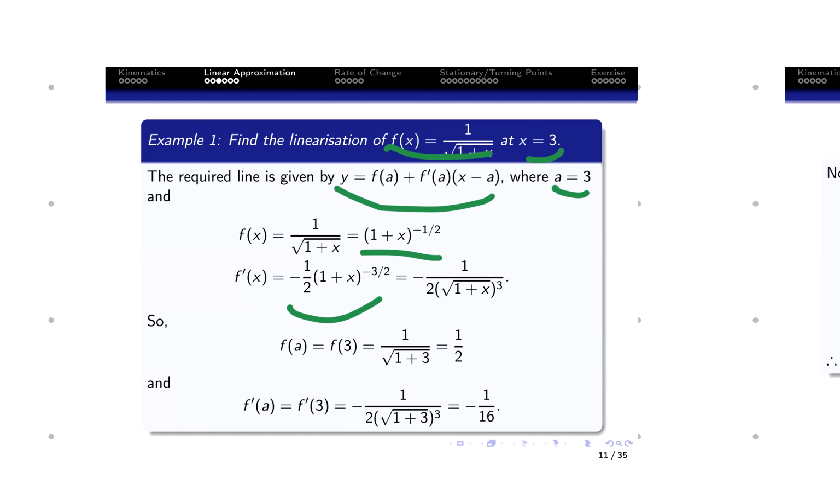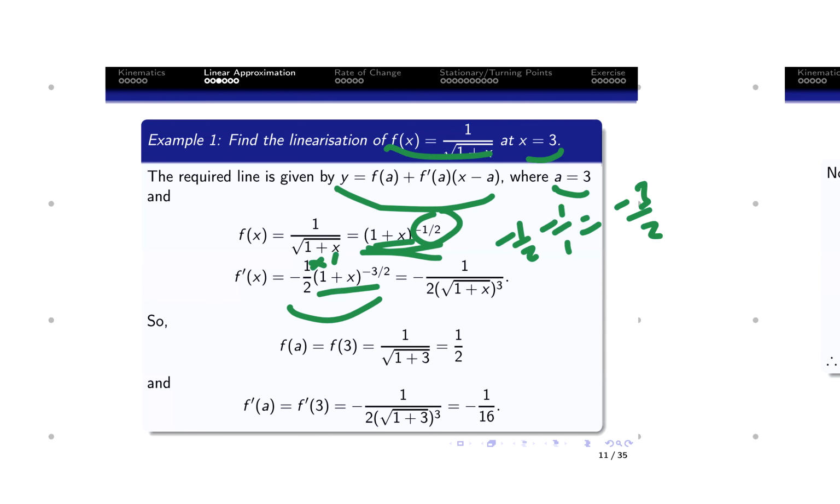Bring down the power, which is minus half. Then differentiate inside the bracket. Differentiate 1, that's 0. Differentiate x, that's 1. So this is like half times 1. Then the original expression, leave it there, and then reduce the power by 1. So you have minus half minus 1, that's simply minus 3 over 2. So that's why you have what you have here.